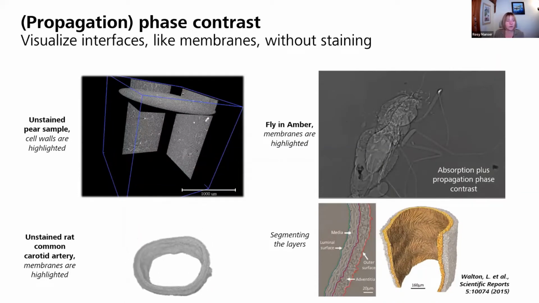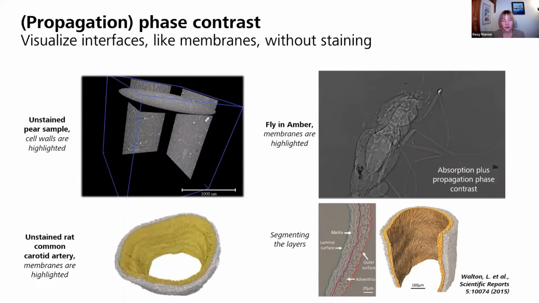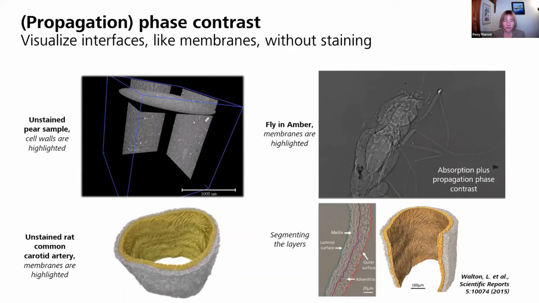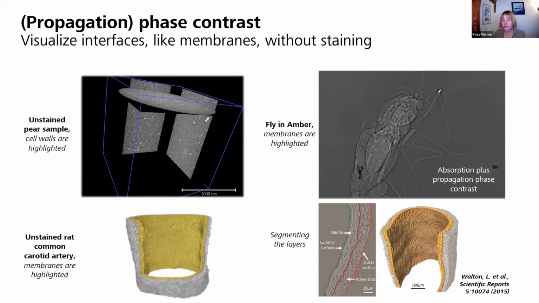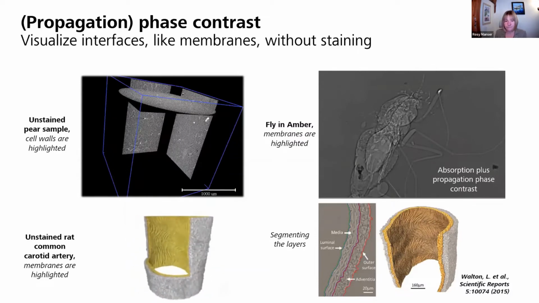Final example of that at the bottom here is a publication from 2015, where they were looking at the structural properties of this wrapped carotid artery. So they really didn't want to include any contrast enhancement here because it would impact on the structural integrity of the very structures they were looking to capture. So they used propagation phase contrast to pick out the membranes, and this gave them enough detail that they could segment out the different layers of the carotid artery, which gave them access to the information they needed for their study.